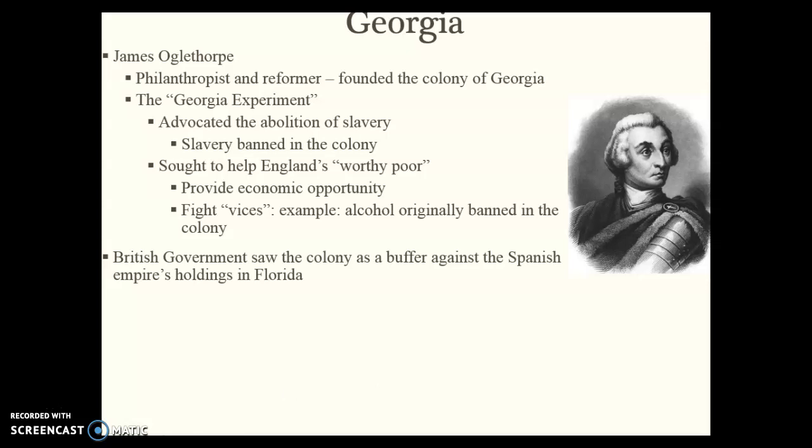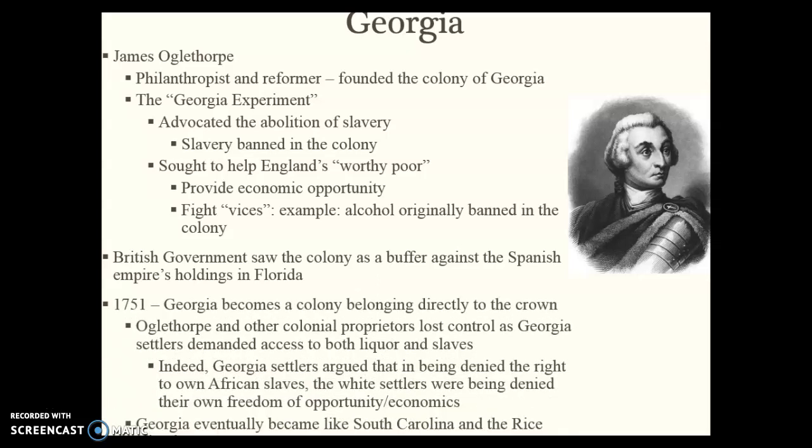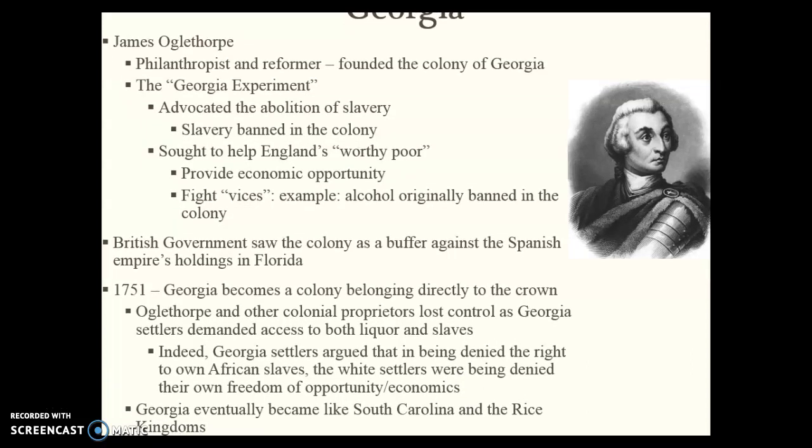The British government originally saw this as a buffer against the Spanish down in Florida. Again, remember you had the Carolinas, which were a buffer. Now you have Georgia as another buffer, trying to take over the East Coast there. In 1751, Georgia became a colony directly owned by the Crown. Why? Because Oglethorpe and them lost control. It turns out that the Englishmen wanted alcohol and slaves. They demanded access to this.